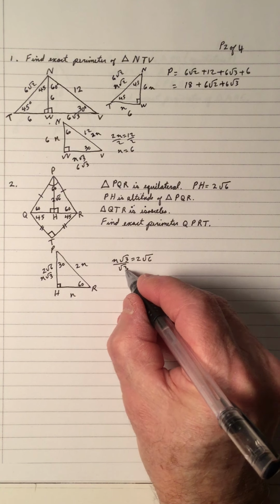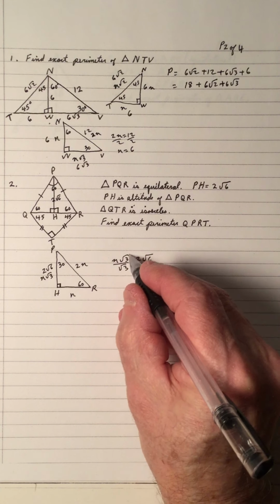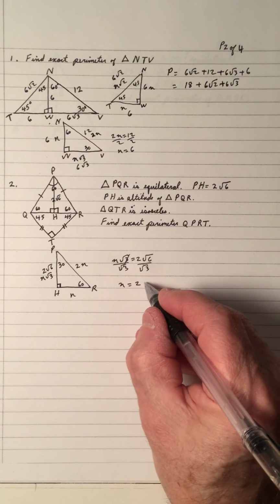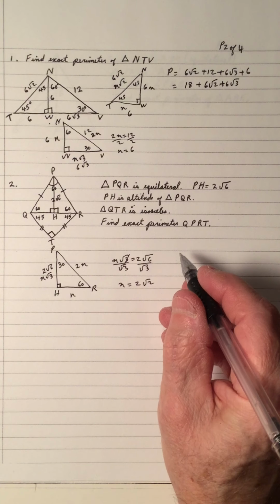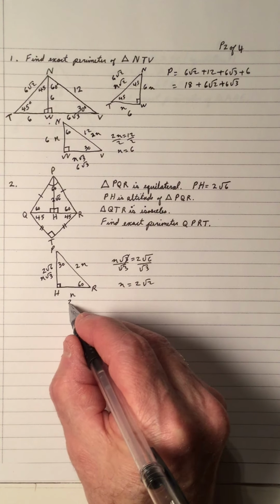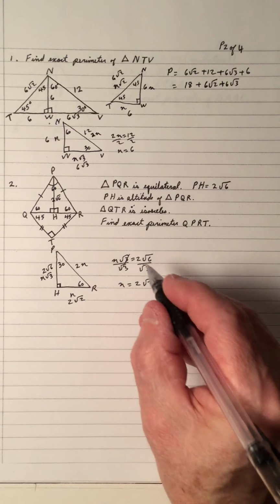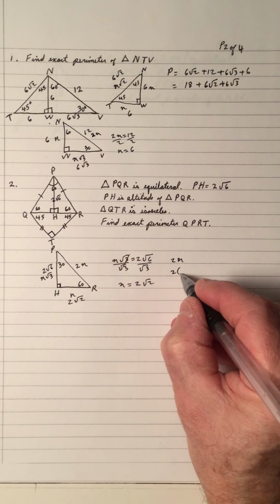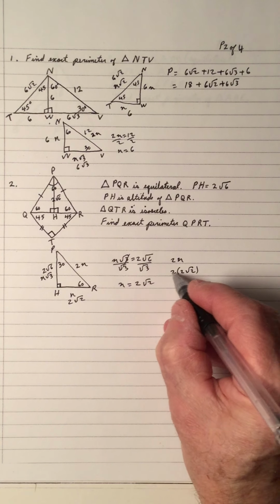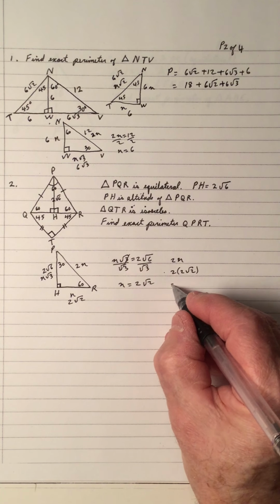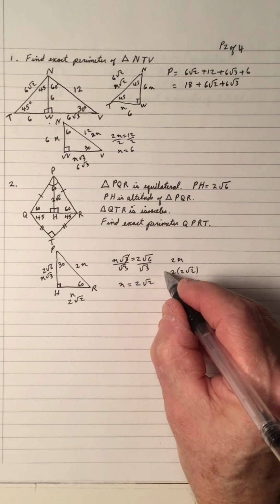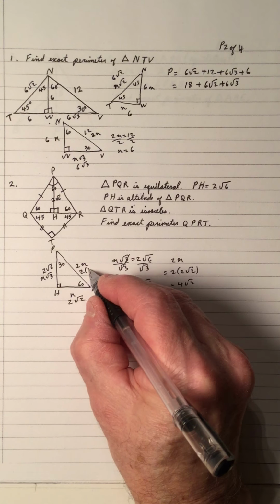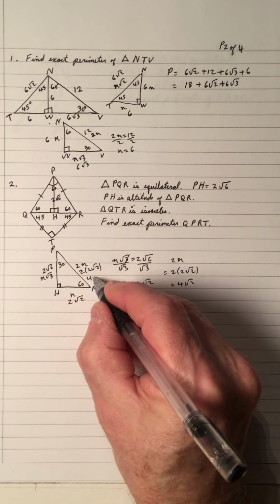So n root 3 is equal to 2 root 6. I divide both sides by root 3. Root 3 cancels, and so that's a 2. Root 6 divided by root 3 is root 2. So n is 2 root 2. 2n is twice that. So 2 times 2 root 2 is 4 root 2. So this side is 4 root 2.